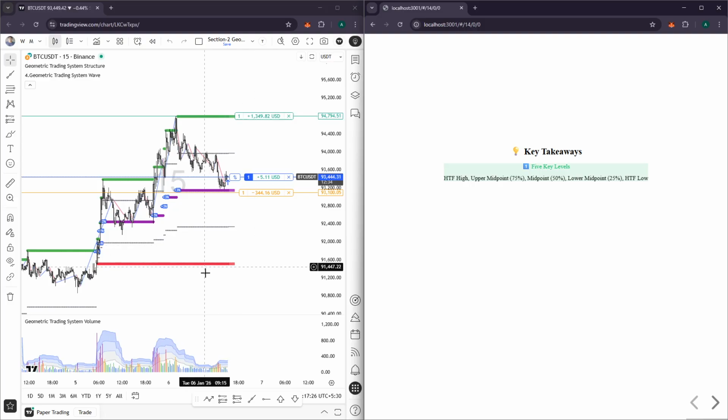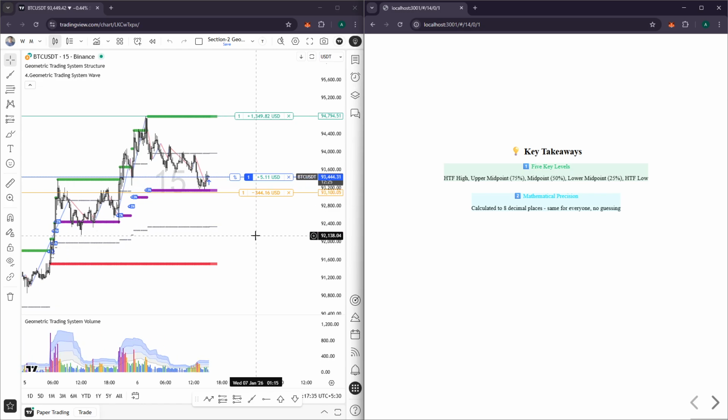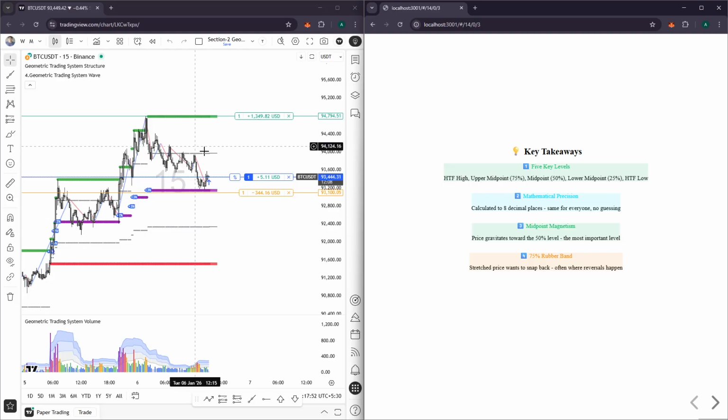So the key takeaways from this lecture are the five key levels: HTF low, high, midpoint, upper midpoint, and lower midpoint. There's mathematical precision, calculated to 8 decimals. It's the same for everyone, no guessing. The midpoint is the most important, the center of gravity where price gravitates towards. And the 75% level is your rubber band, which, when price reaches there, wants to snap back, and it's often where reversal happens. And structure is the foundation, guys. Everything else builds on these reference lines.